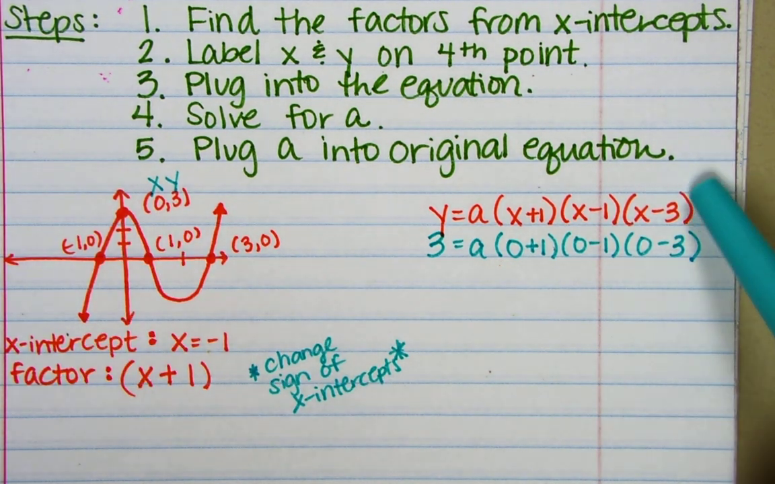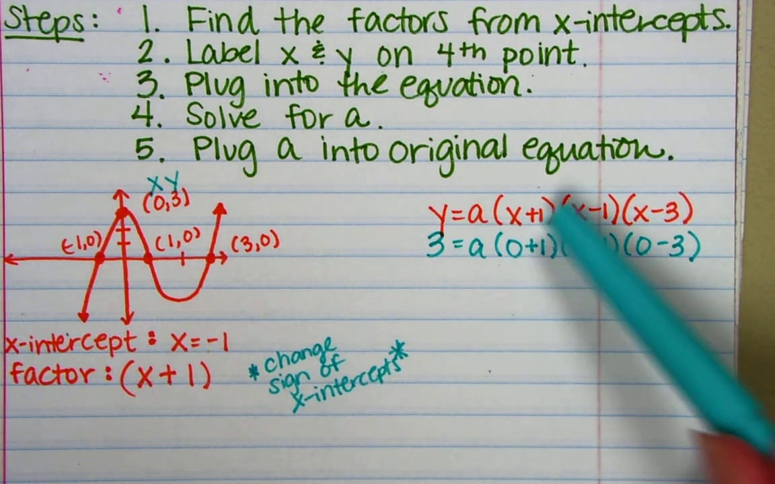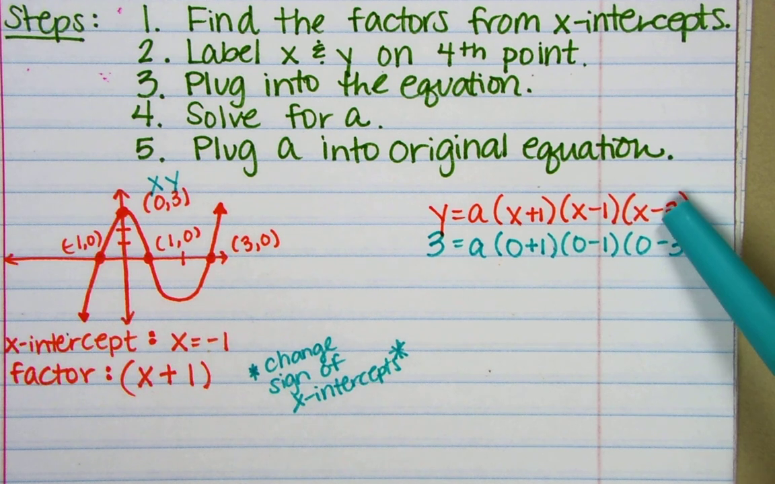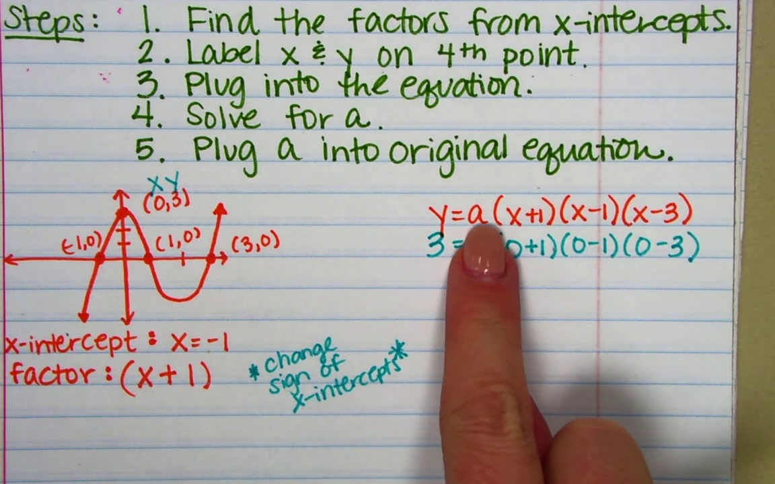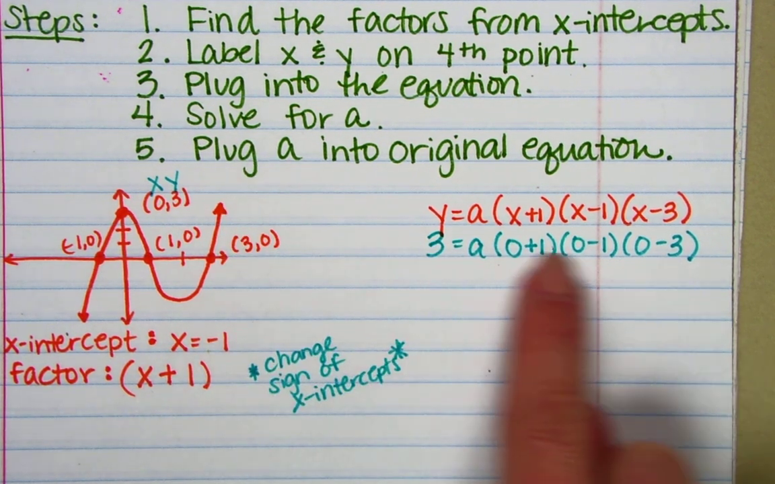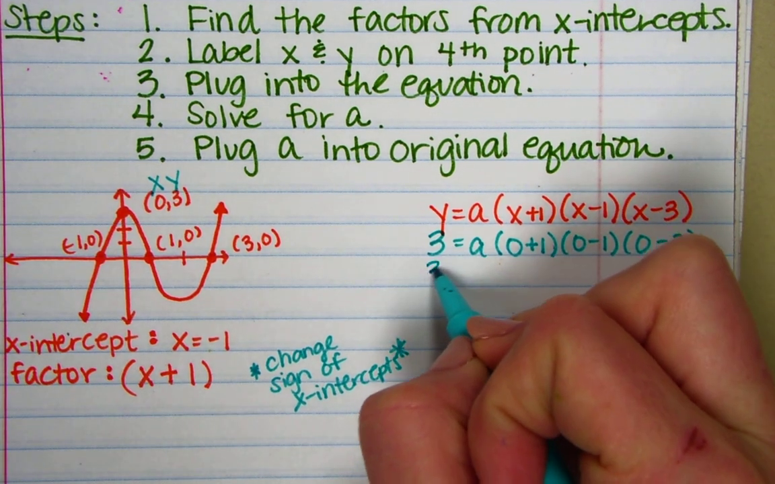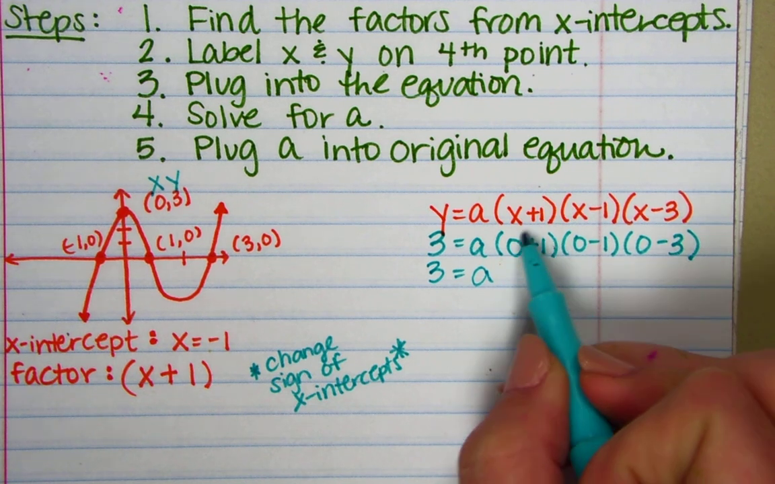Now, the equation that we started with, we almost have all the information we need. Because we have the y, we have x plus 1, x minus 1, and x minus 3. The only piece of information that we need to have our completed equation is we need a. Okay, so that's why we plugged in x and y here. Now a is the only thing we don't have, and we can solve for a. Okay, so, and this is easy math. Okay, 3 equals a. We simplify.